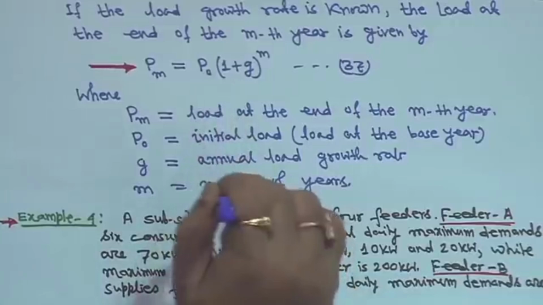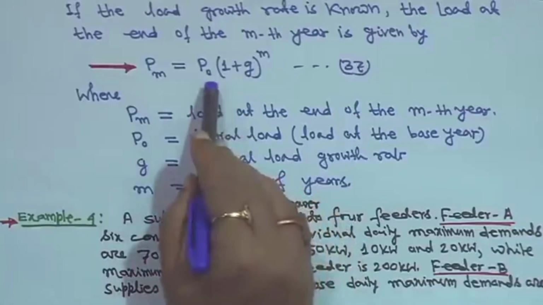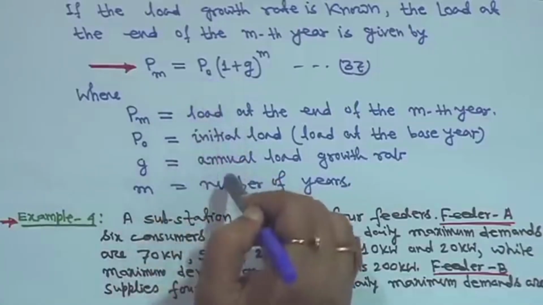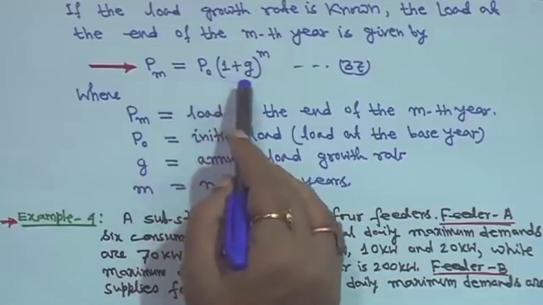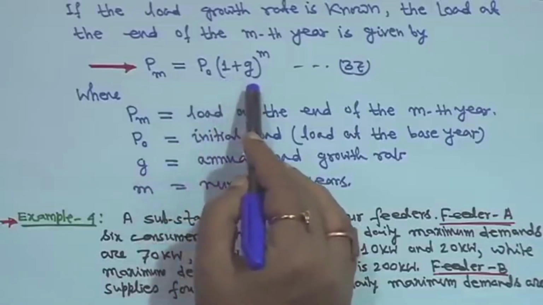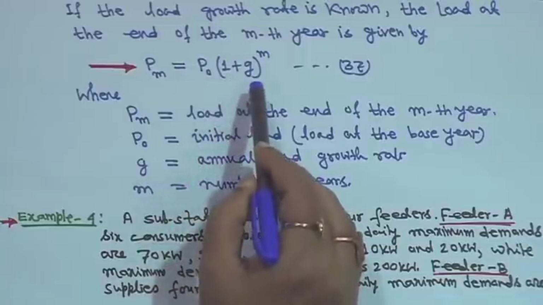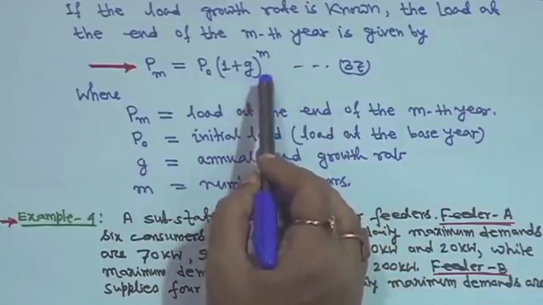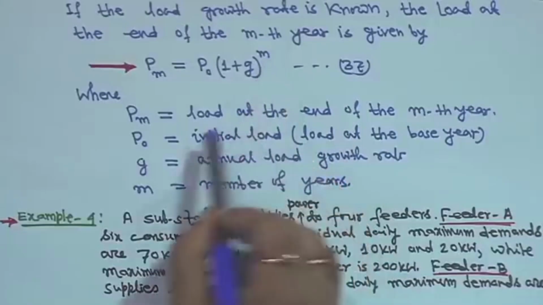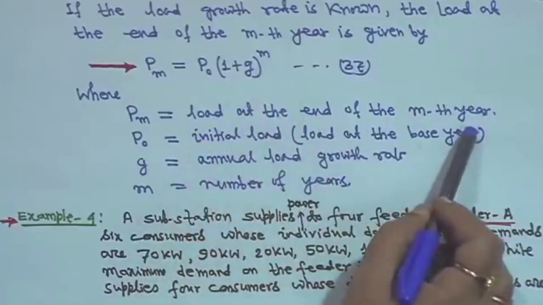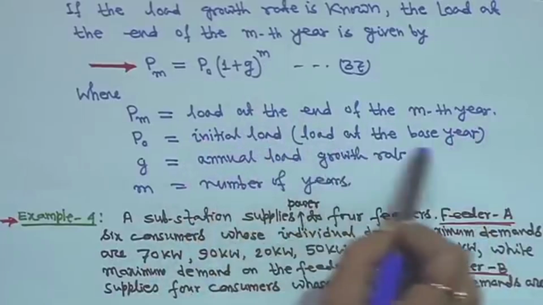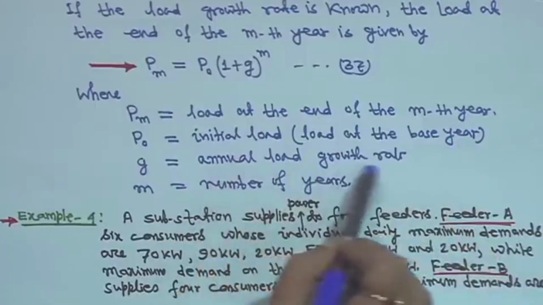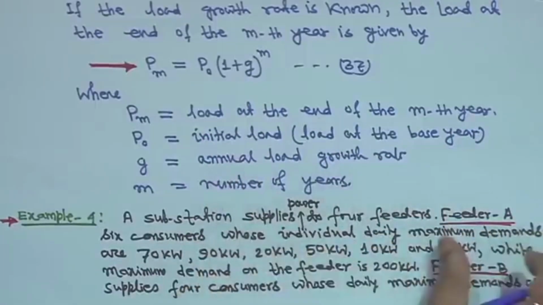Suppose this is 2017, at this point load is P0, and next year it will be increasing at a rate of say 5%. So G is the annual load growth rate, say G is 5%, and m is the number of years. That means Pm is the load at the end of the mth year, P0 is the initial load at the base year, G is the annual load growth rate, and m is the number of years.